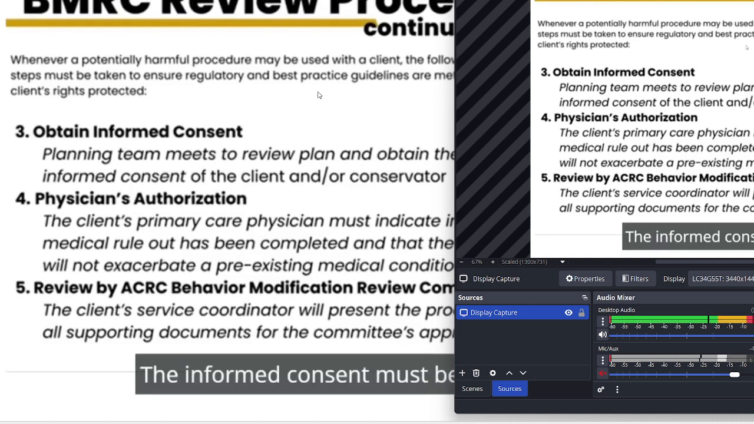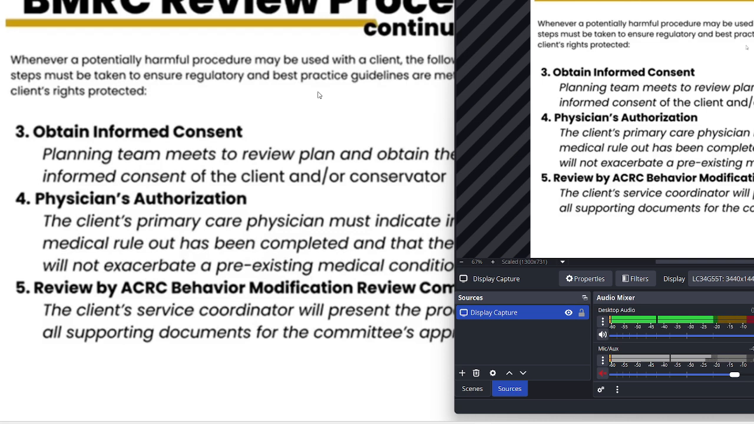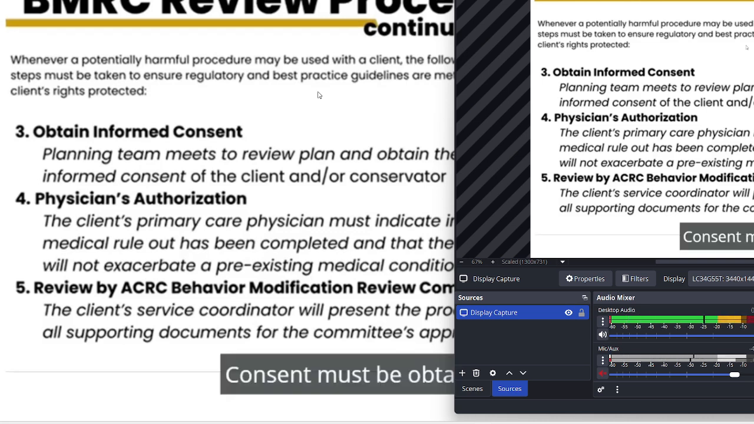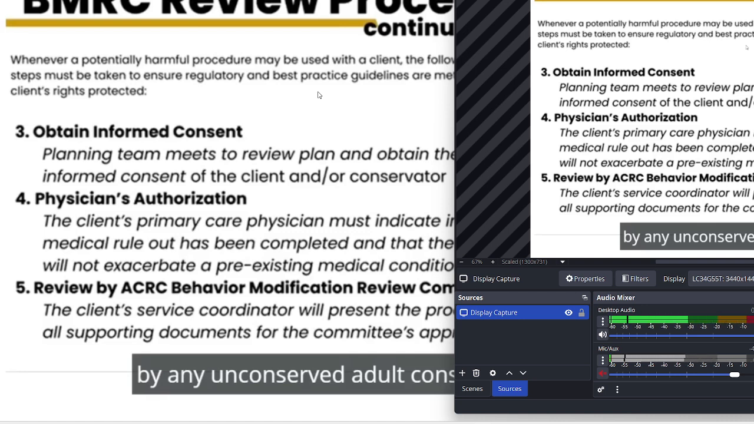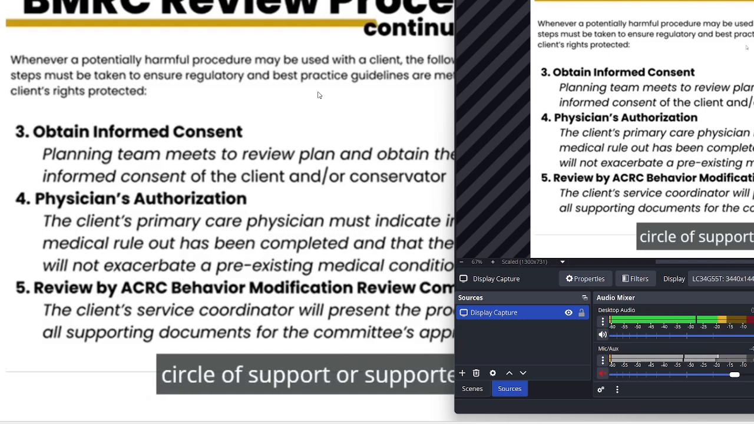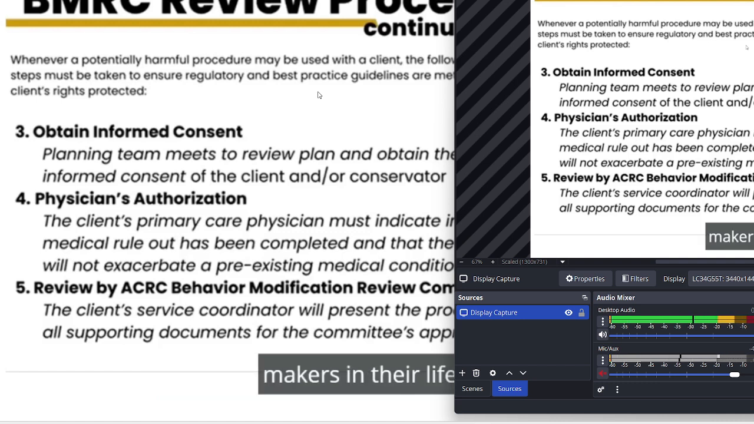The informed consent must be written and must include a description of both the benefits and risks of using the restraint procedure. Consent must be obtained by any unconserved adult consumer and or circle of support or supported decision makers in their life.